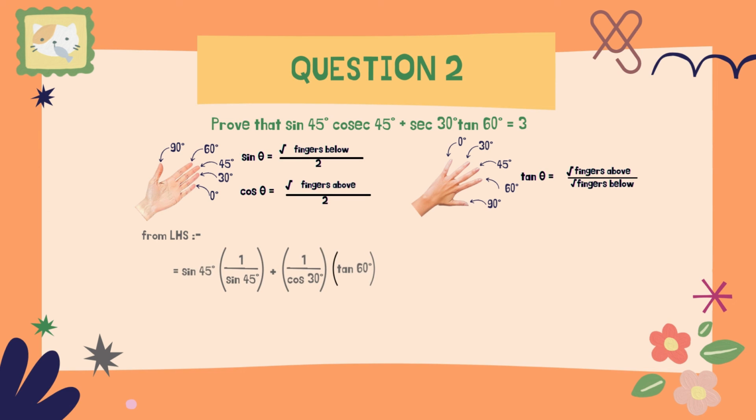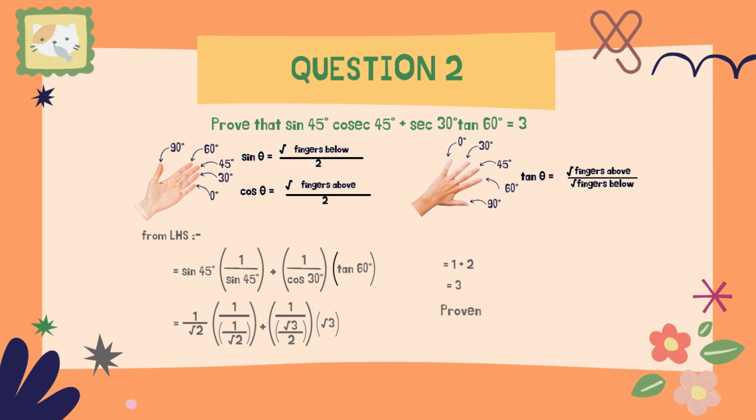From the left hand side, sin 45 degrees multiplied by 1 over sin 45 degrees plus 1 over cos 30 degrees multiplied by tan 60 degrees. Using the exact trigonometric values, we will get 1 over square root of 2 multiplied by, in brackets, 1 over 1 over square root of 2, plus 1 over, in brackets, square root of 3 over 2, multiplied by square root of 3. Then, we will obtain 1 plus 2, which is equal to 3. Thus, it is proven that the left hand side equals the right hand side.